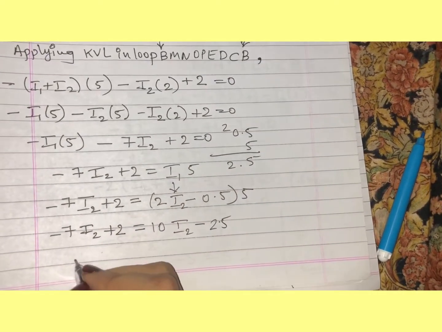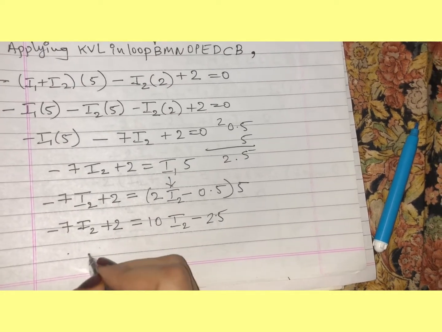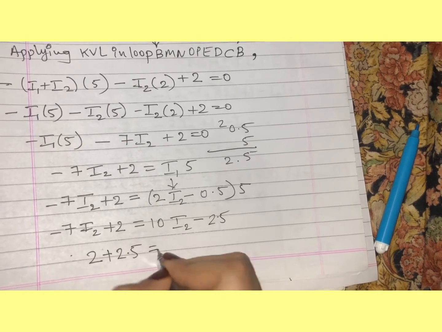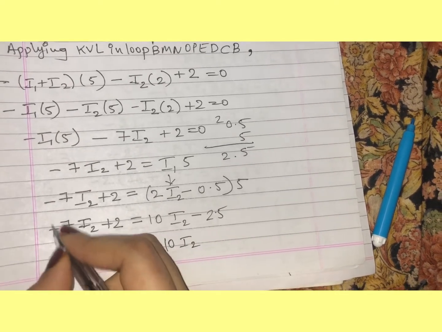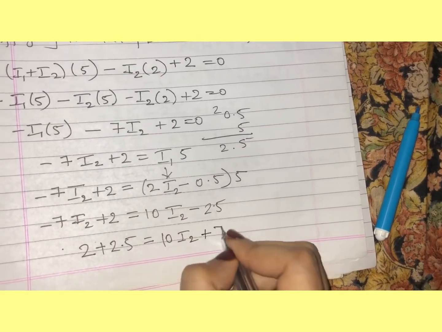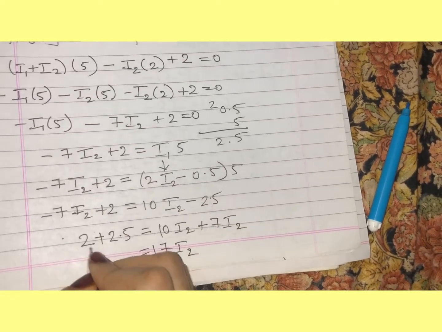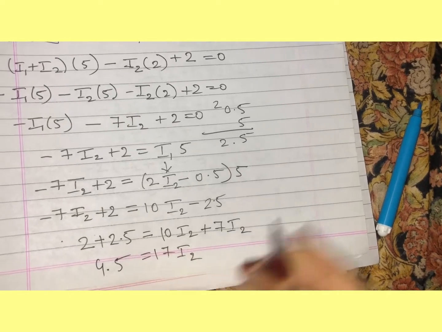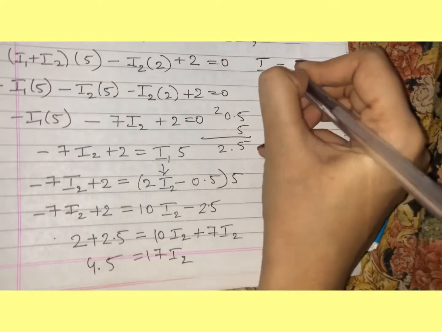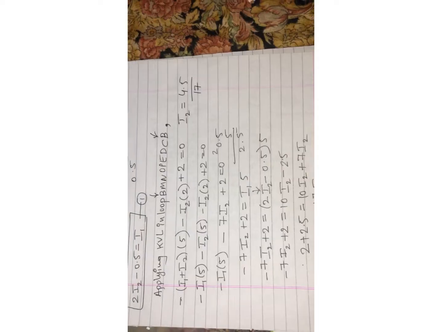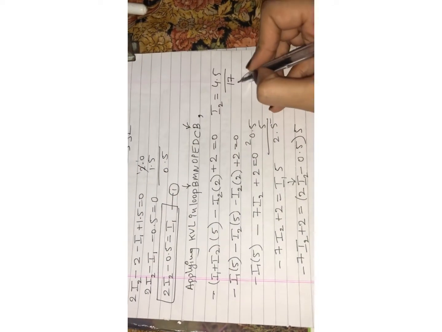Now let this 2 be on this side and minus 2.5 on this side, so plus 2.5. 10 I2 over here, and minus 7 I2 comes on this side, so plus 7 I2. 10 plus 7 is 17 I2, and 2 plus 2.5 is 4.5. So I2 will be 4.5 upon 17. This is the value of I2.